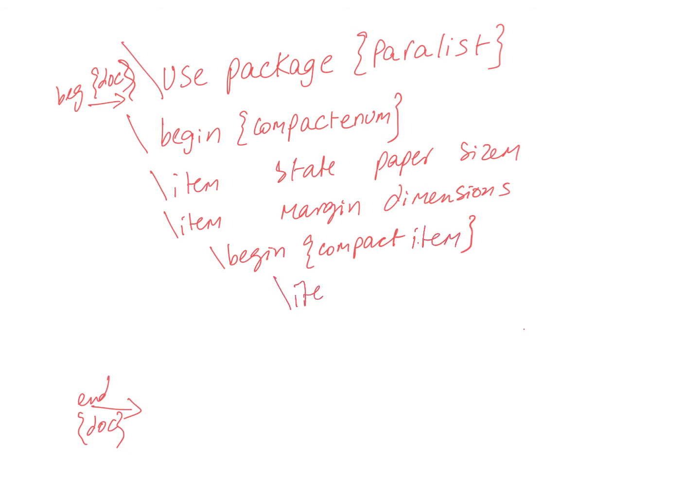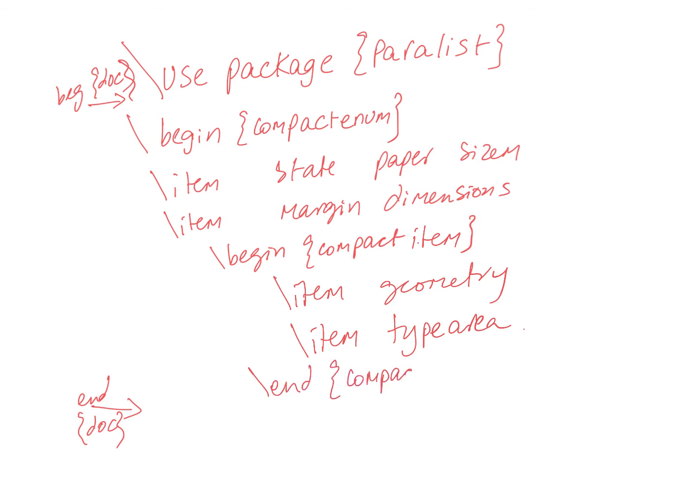And let's put item, geometry, and item, type area, and end the compact item. And also end the enumeration. And see what happens to the setting. Right? What do you get?